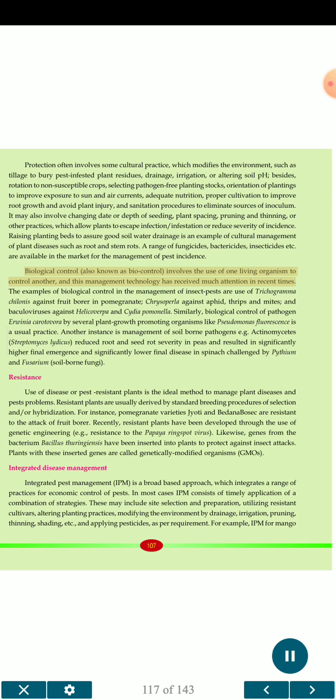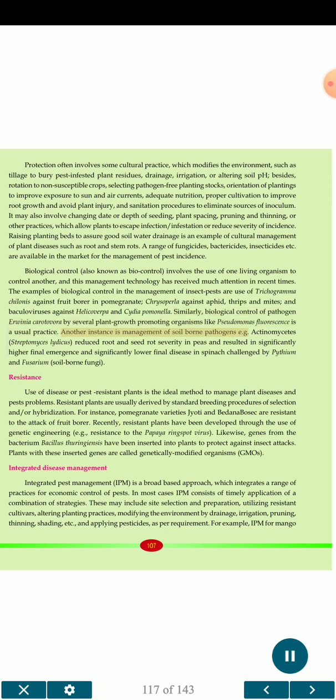Biological control, also known as biocontrol, involves the use of one living organism to control another, and this management technology has received much attention in recent times. The examples of biological control in the management of insect pests are use of Trichogramma chilonis against fruit borer in pomegranate, Chrysoperla against aphid, thrips and mites, and baculoviruses against Helicoverpa and Cydia pomonella. Similarly, biological control of pathogen Erwinia carotovora by several plant growth promoting organisms like Pseudomonas fluorescens is a usual practice.